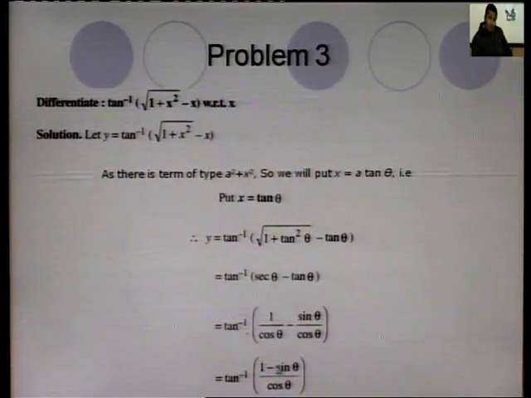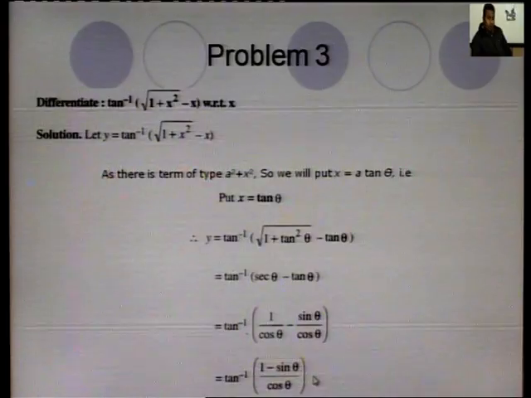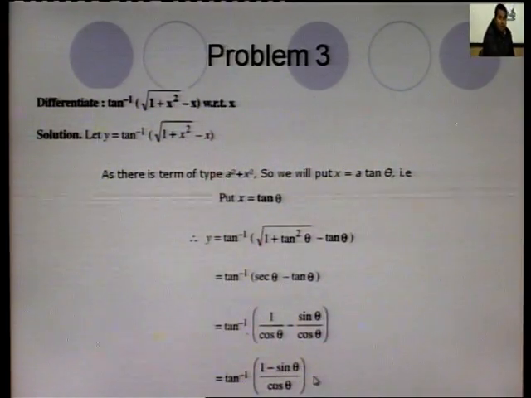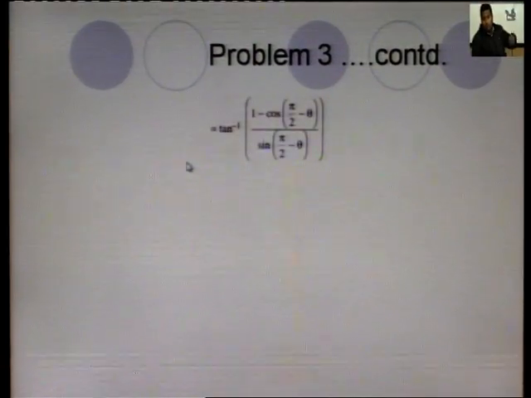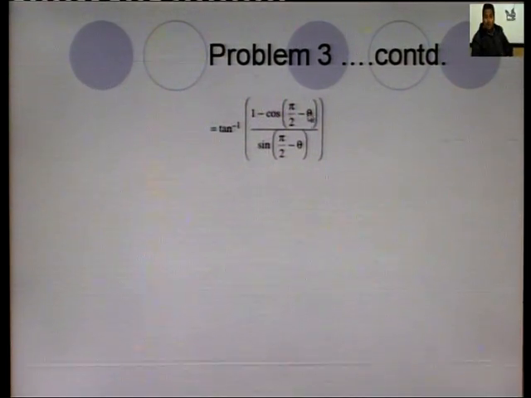Now we have to simplify this. 1 minus sin theta cannot be simplified because we do not have any formula for 1 minus sin theta. So for this function, we have to change this sin theta into cos theta, because we know that cos of pi minus theta is equal to sin theta, and sin of pi minus theta is equal to cos theta.